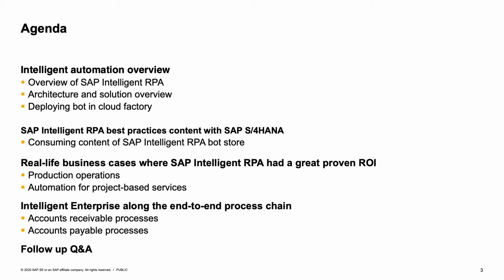Hardeep will talk through SAP Intelligent RPA best practice content with SAP S4 by explaining how to consume content via the RPA store. Some real-life business cases where SAP Intelligent RPA has a great proven ROI will be presented in the areas of production operations and automation for project-based services. Then we will review an end-to-end process from an accounts receivable and accounts payable persona point of view. Finally, we will conclude today's session.